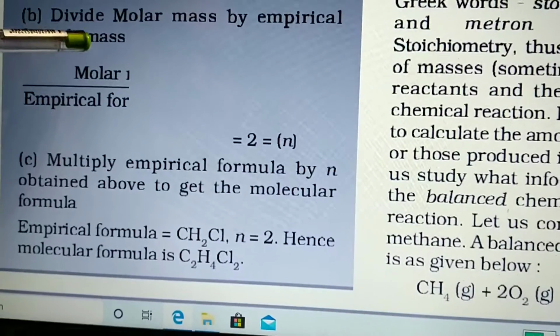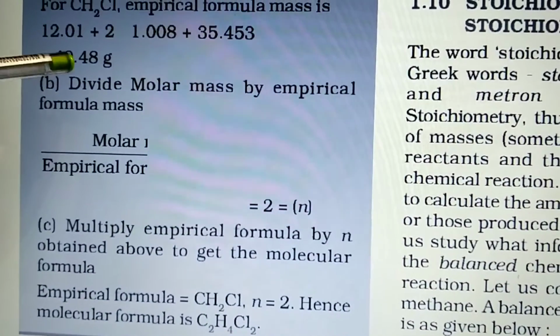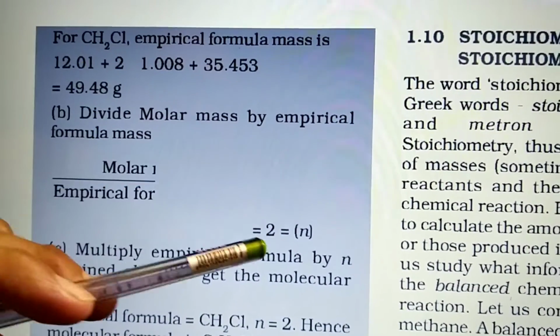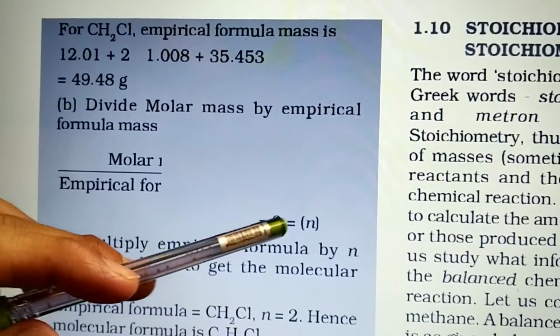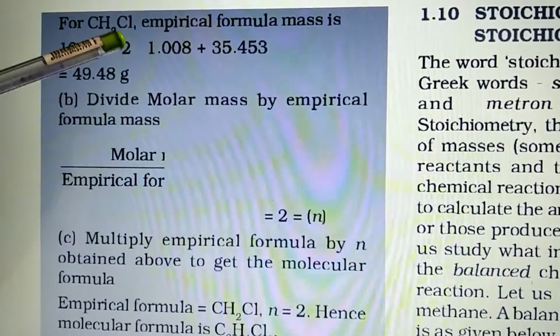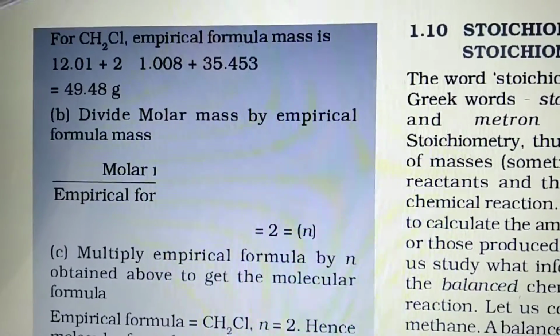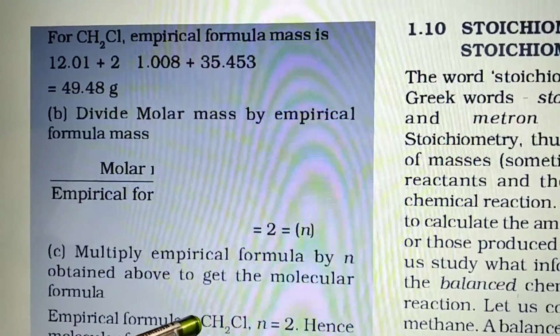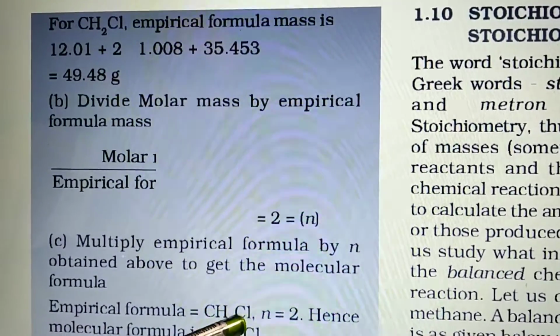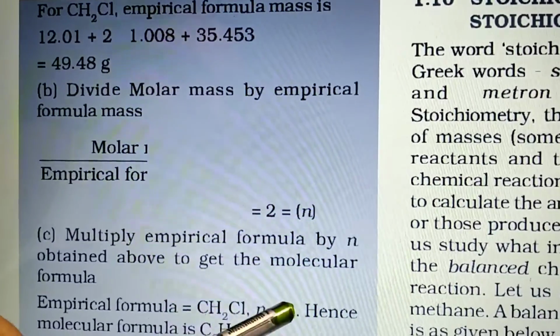So 98.96 divided by 49.48, then we get the value 2. This is the n value, which we have to multiply with the empirical formula to get the molecular formula. So the empirical formula is CH2Cl and n is 2. So we need to multiply it by 2.